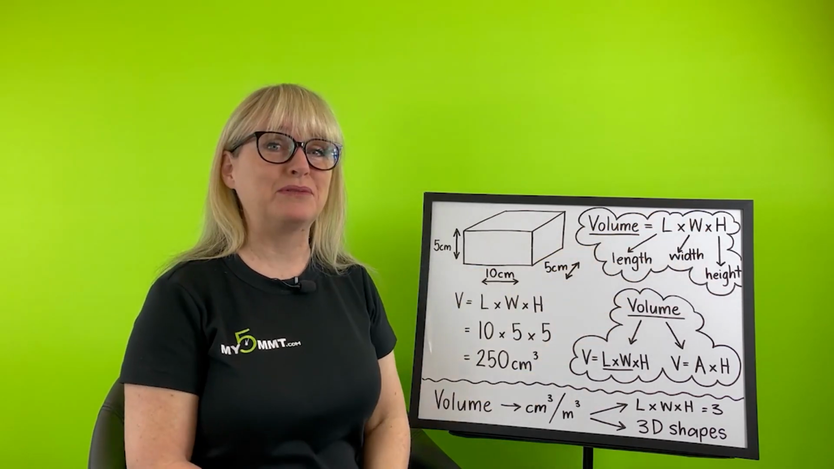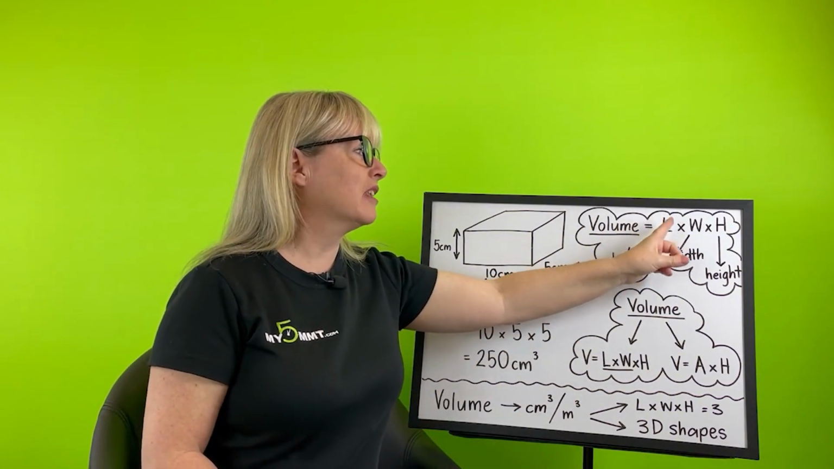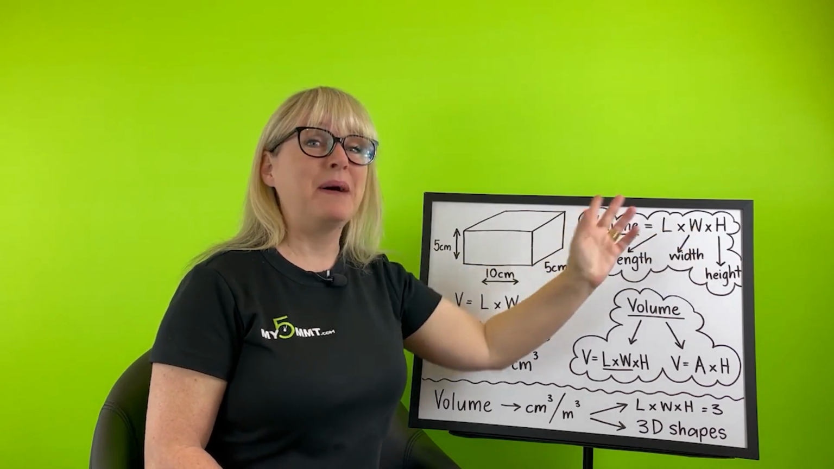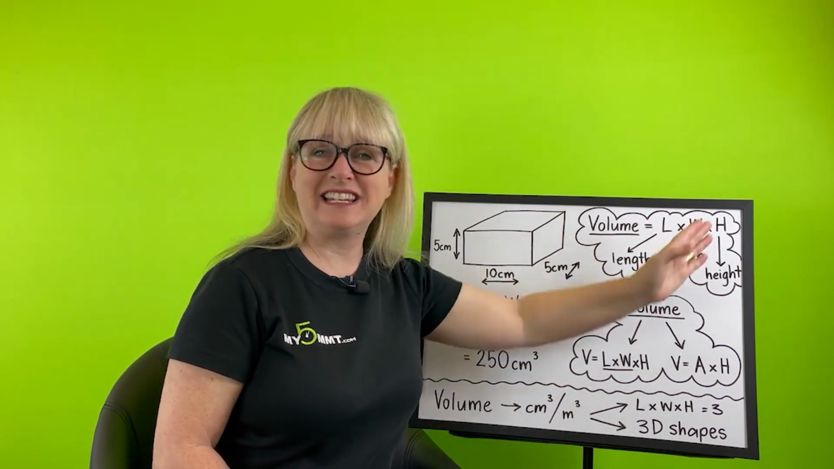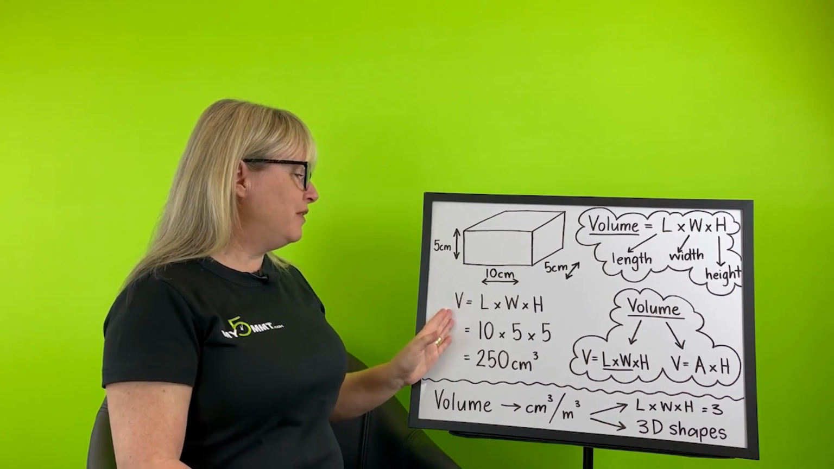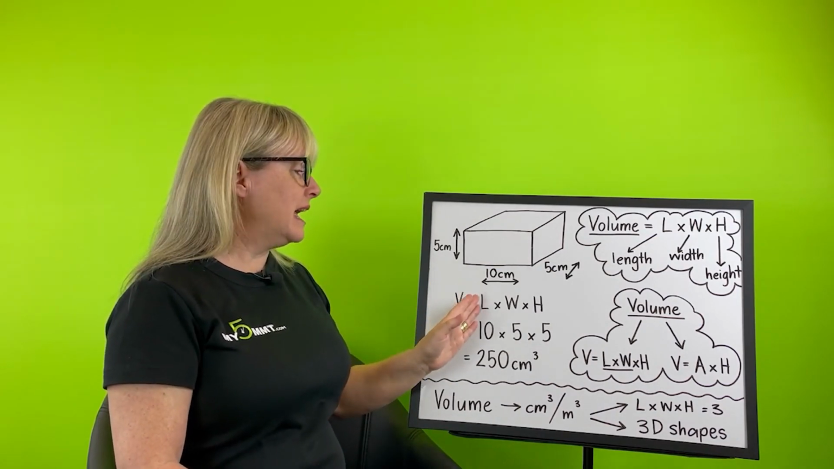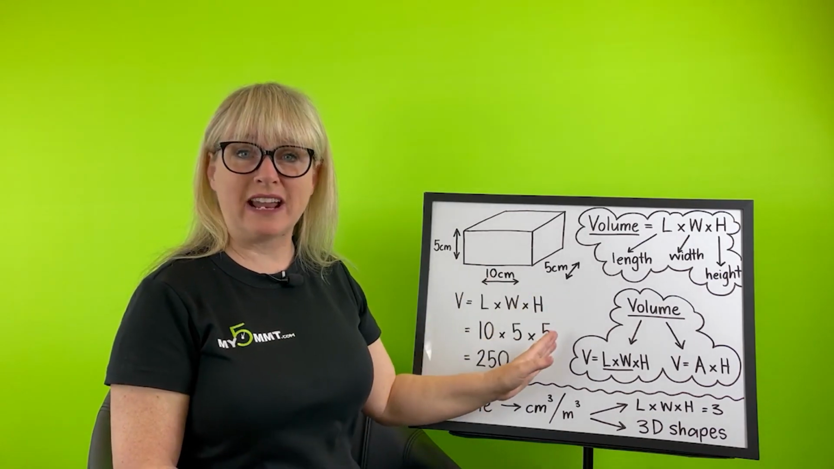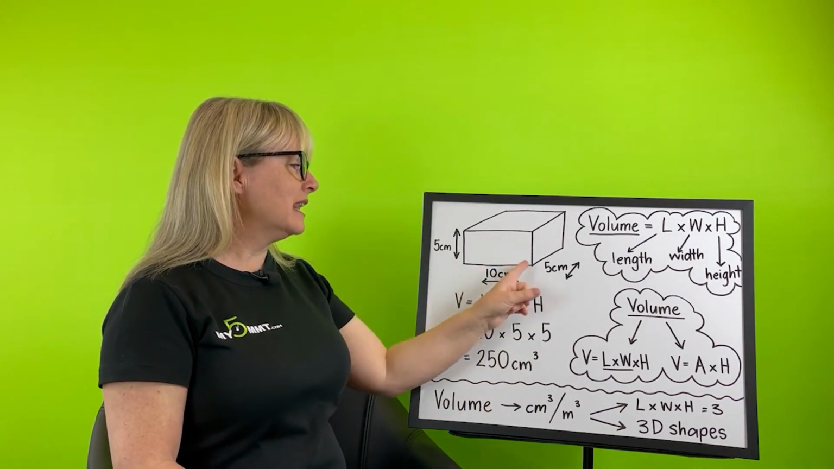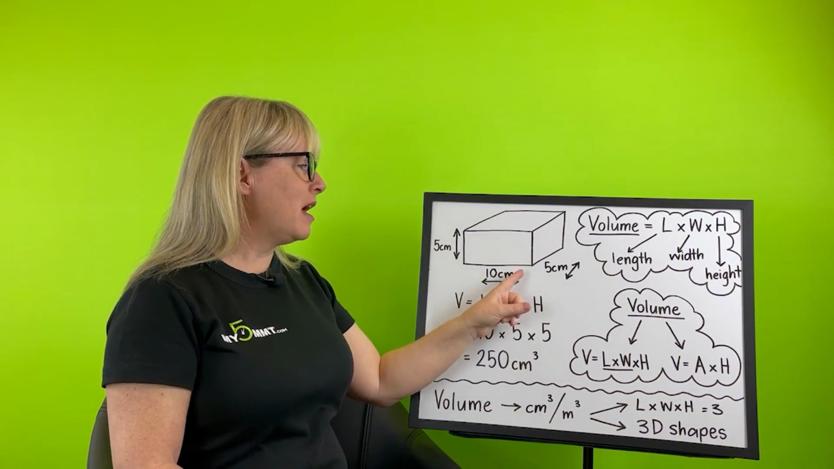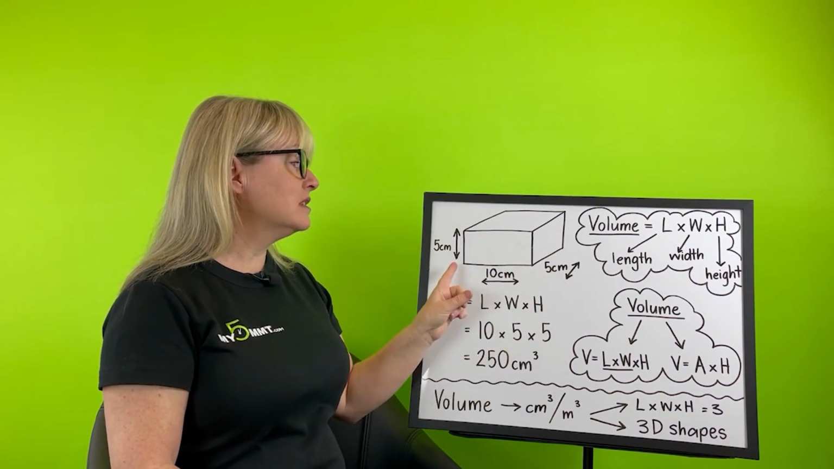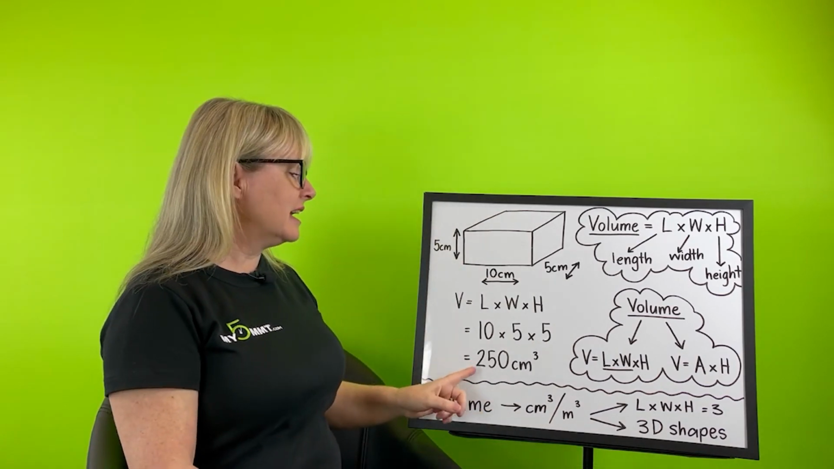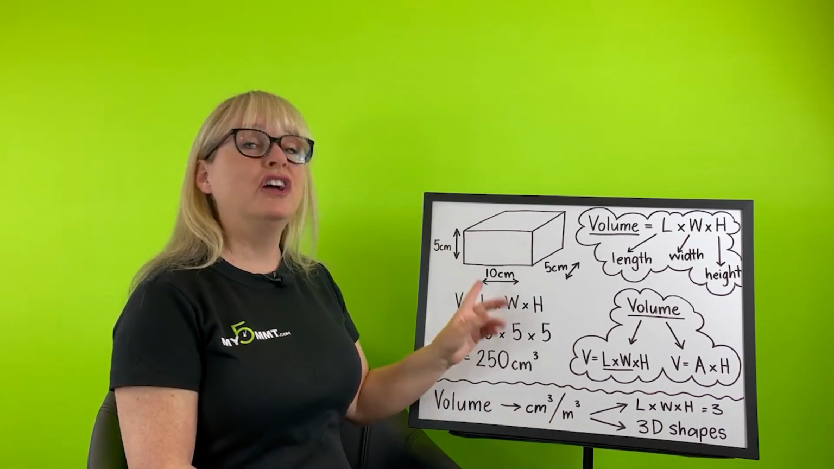They're all capitals. We're used to saying length times width, my long side, times my wide side, but now we're multiplying the height as well. So we write V for volume equals L times W times H, length times width times height. 10 is my length, 5 is my width, and 5 is also my height. And when I multiply those 3 measurements, I get 250 centimetres cubed.